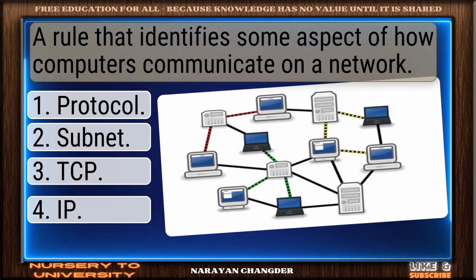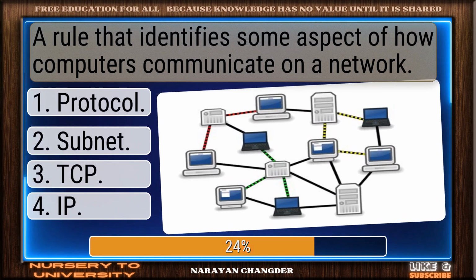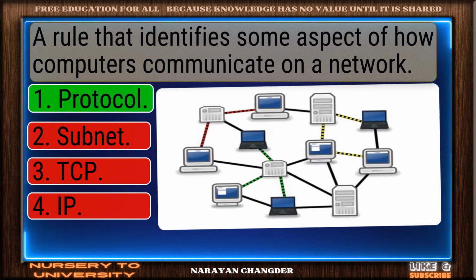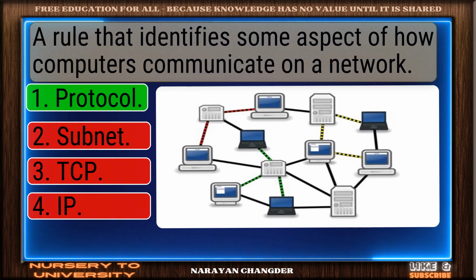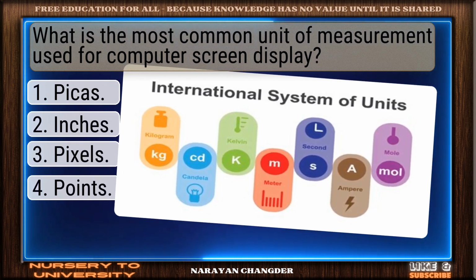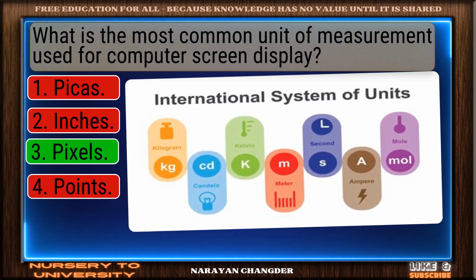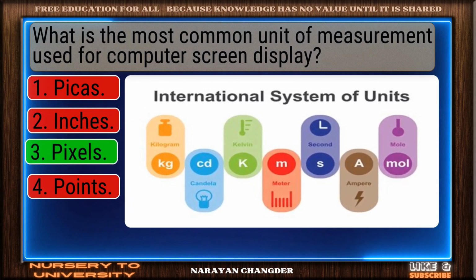A rule that identifies some aspect of how computers communicate on a network. Strong choice. Protocol is right. What is the most common unit of measurement used for computer screen display? Right choice. Pixels is best.